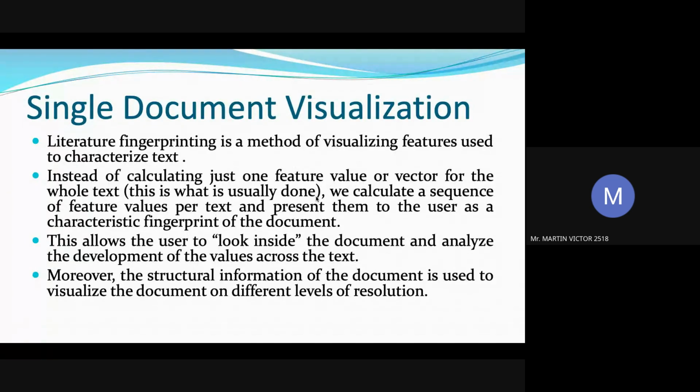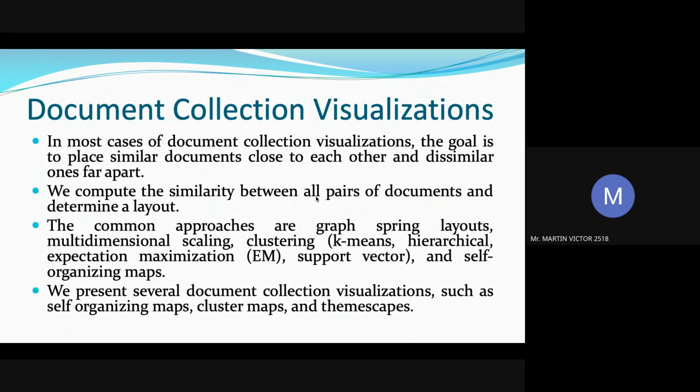Now, these are the 5 forms of single document visualization: starting from word cloud, then word tree, then text arc, then arc diagram, and then literature fingerprinting. This is single document visualization. Now, the second type of text-based visualization is document collection visualization.